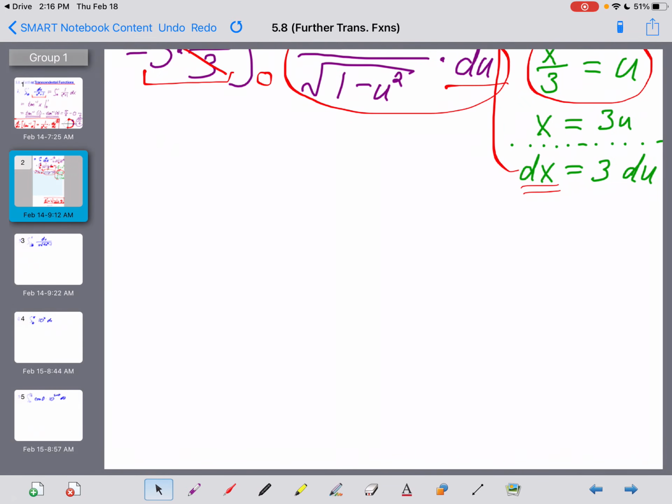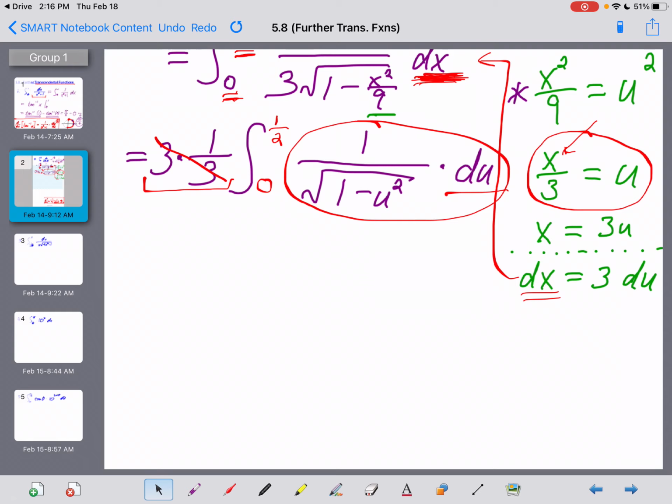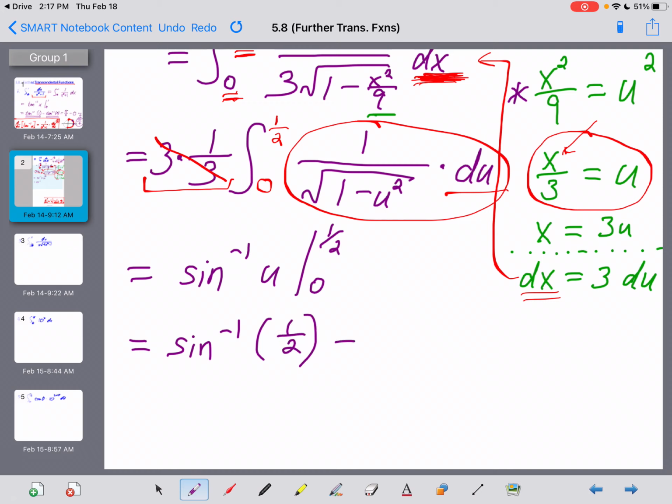All right, where are we now, everybody? So let's bring that down just a little bit. We're in really good shape. All right, so what have we learned now? This integral of 1 over the square root of 1 minus u squared, that is the derivative of the inverse sine of u evaluated now from 0 to 1/2. That's really all we have to do, everybody. And so now we're going to take the inverse sine of 1/2 minus the inverse sine of 0.